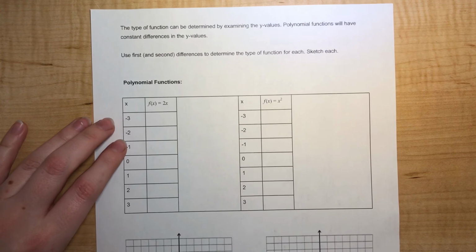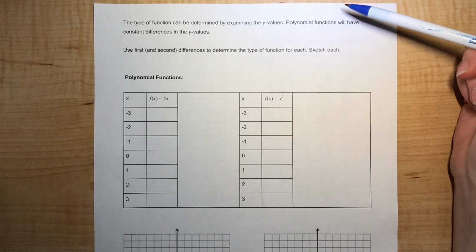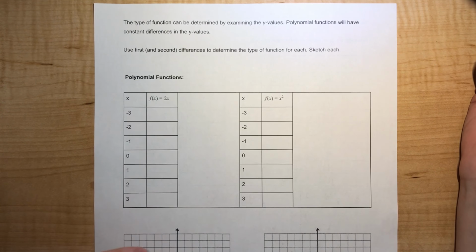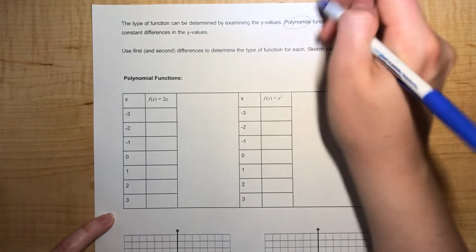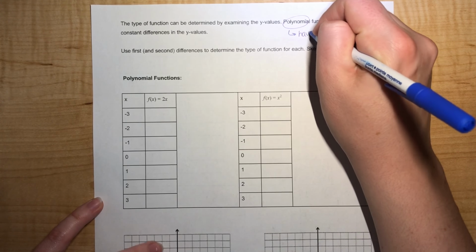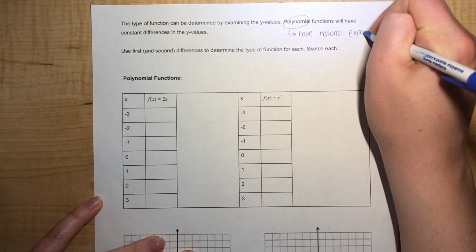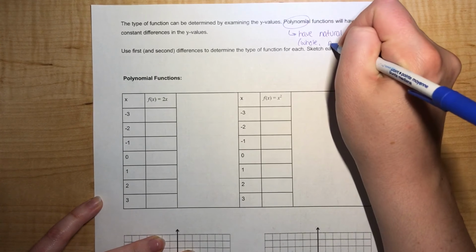So now some interesting stuff about the tables of values. The type of function can be figured out based off of looking at our y values. So polynomial functions have constant differences in our y values. That's when we subtract each pair. Polynomial functions, just to note, have natural number exponents. So these are whole and positive.